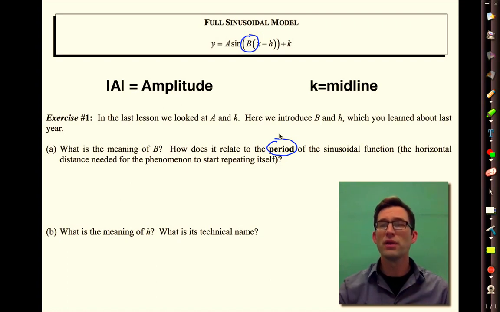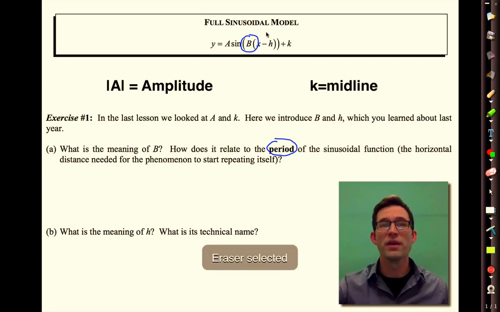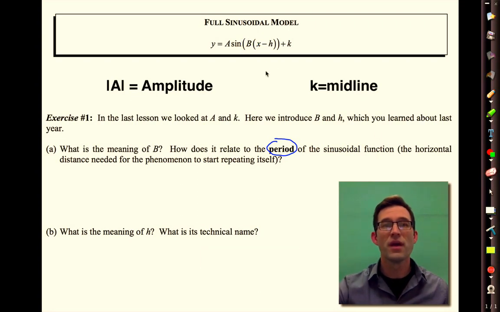Pause the video now if you need to in order to think about both of these. I'm going to get rid of the blue here, and then we're going to talk about them. All right, so pause the video. All right, let's take a look.